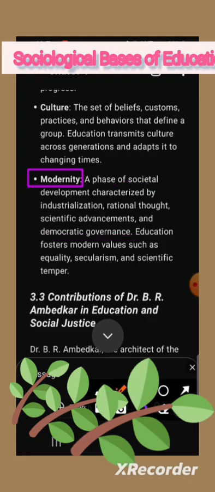A phase of societal development characterized by industrialization, rational thought, scientific advancement, and democratic governance. Education fosters modern values such as equality, secularism, and scientific temper.